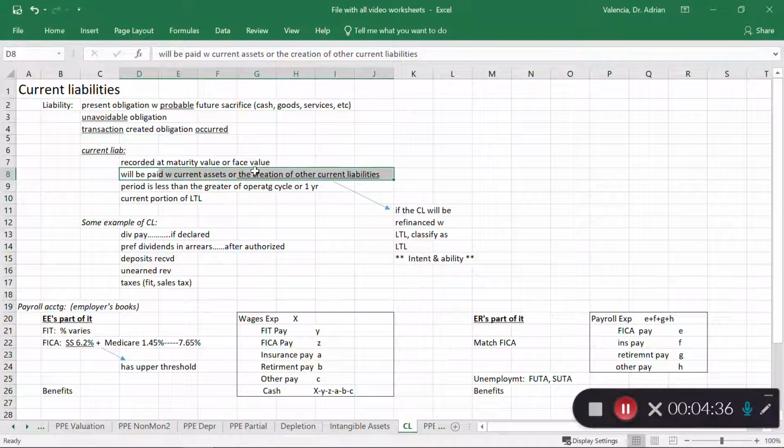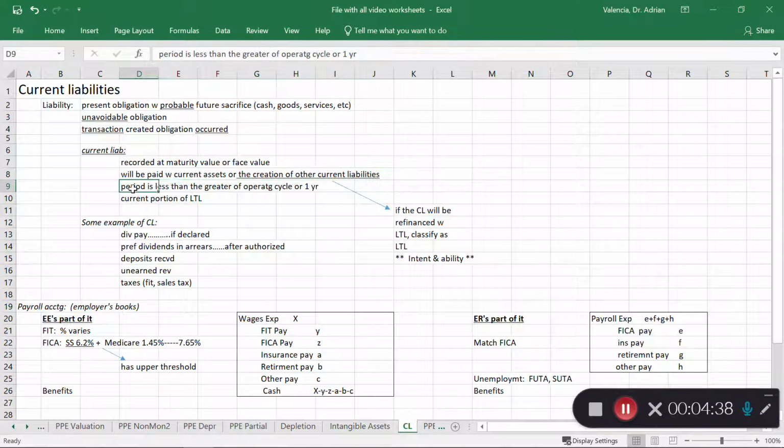What's the period we're talking about here? We're usually talking about less than a year or one operating cycle. Most businesses are operating on a yearly operating cycle, but there are some businesses out there that have an operating cycle that is different than a year. And if you do, then your short-term definition is based on that operating cycle.